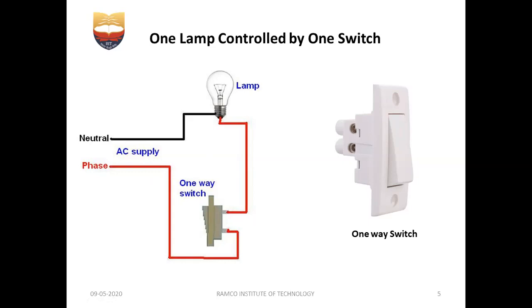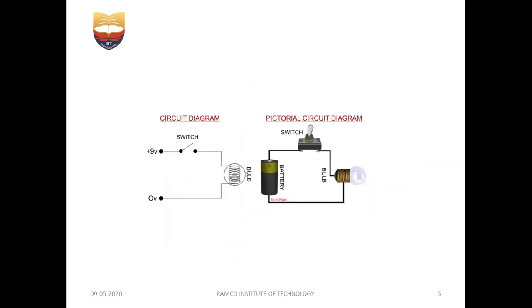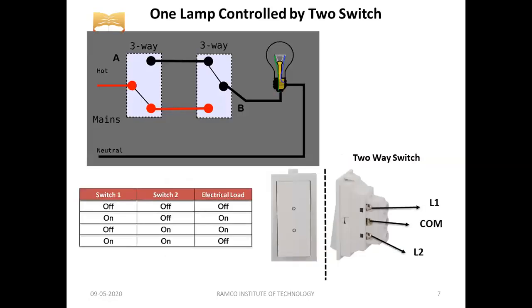Neutral is connected directly to the lamp. The phase should be connected through a switch. So when we press the switch, the load starts running, right? When we press the switch again, your load is disconnected. So it means on and off, right? So this is the circuit behind it. Then we have one more circuit called one load controlled by two switches, right?